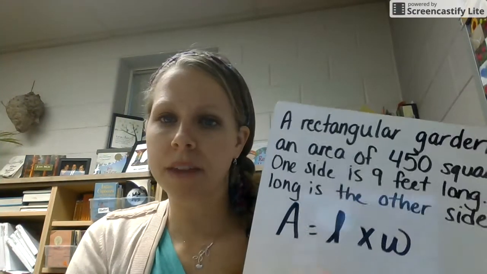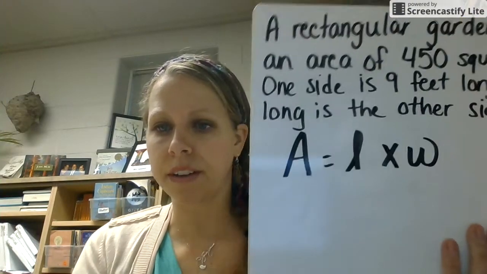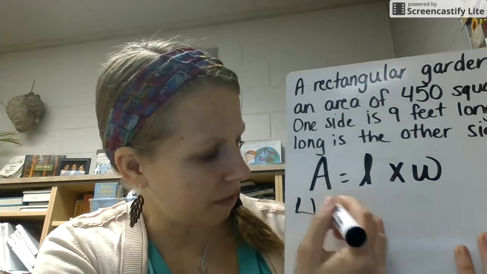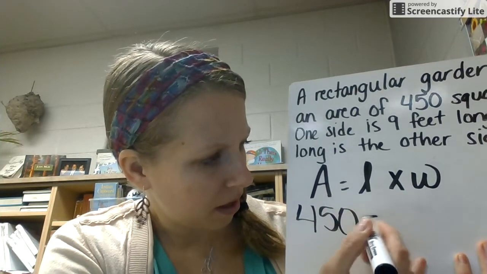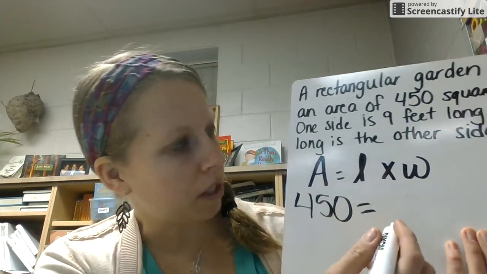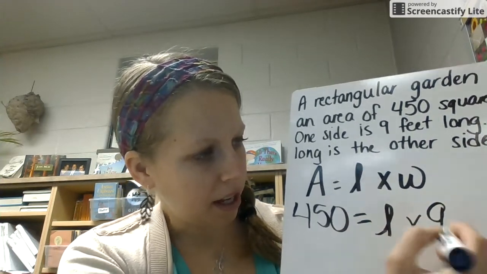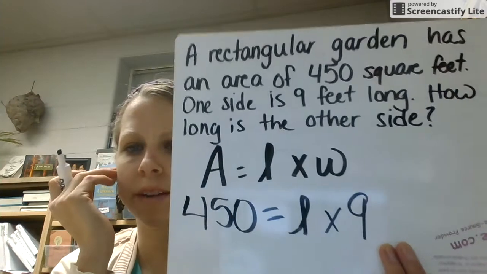If you've been struggling, after today you're going to be able to handle these morning work questions with no problem. All right, so we're talking about area. And if you recall, area equals length times width, okay? So we have some of the information already. We just need to fill in that information. So we know our total area is 450. And we know that one side is 9, but we're not sure about the other side, okay?